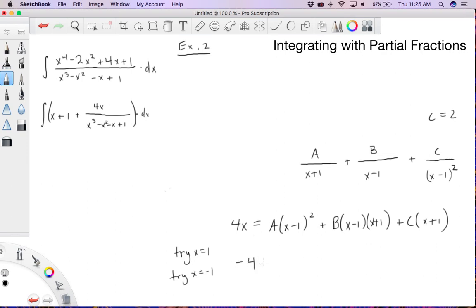So we're going to get -4 equals a times (-1 minus 1 is -2, squared is 4) plus b times 0 plus c times 0. So it looks like a has to be -1.